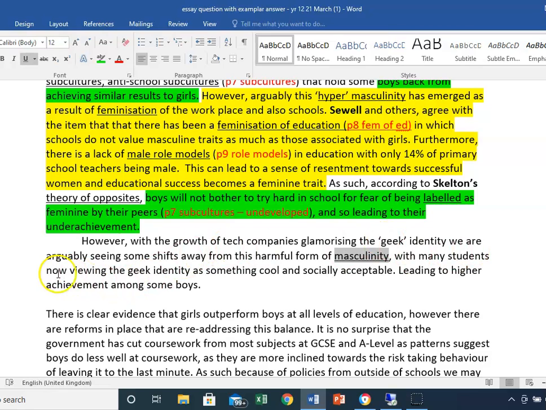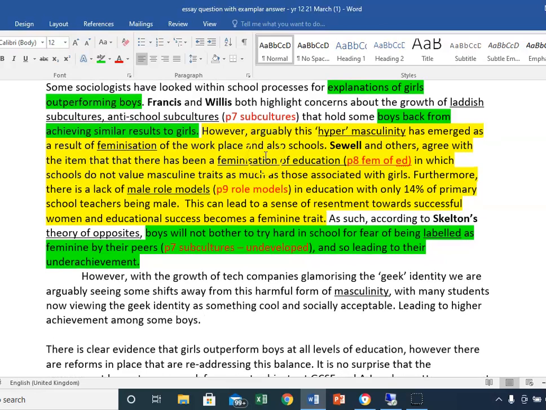With many students now viewing the geek identity as something cool and socially acceptable, leading to higher achievement among some boys. So yeah, this is really excellent evaluation. It's trying to critique the idea that according to ideas of masculine behaviour, boys should not try hard. And it's talking about this notion of a geek identity as I used to evaluate it, which I quite like. It's something quite new. I think that's why I picked out this essay to go through.